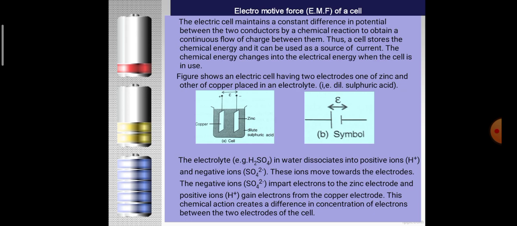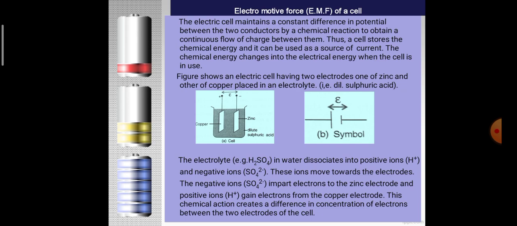Electromotive force of a cell. The electric cell maintains a constant difference in potential between the two conductors by a chemical reaction to obtain a continuous flow of charge between them. Thus, a cell stores the chemical energy and it can be used as a source of current. The chemical energy changes into the electrical energy when the cell is in use.